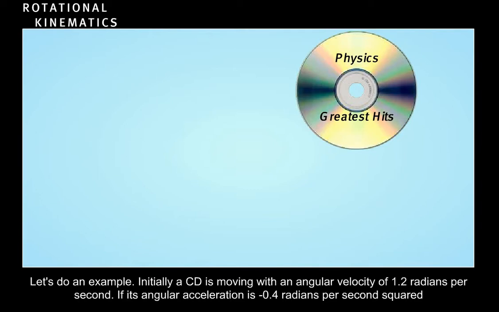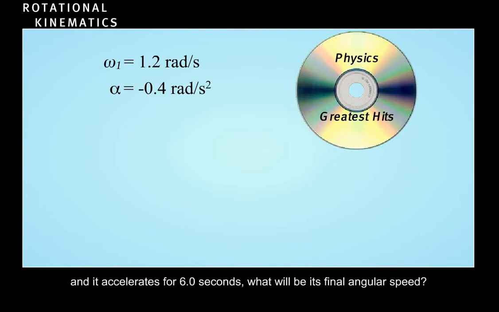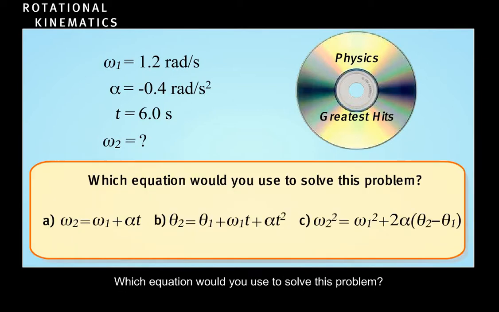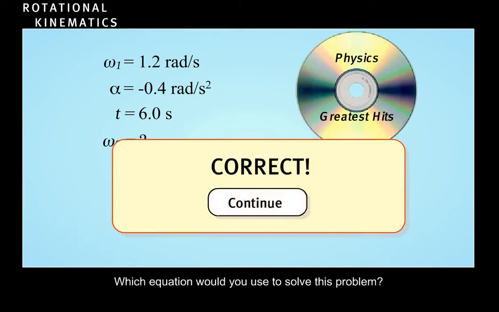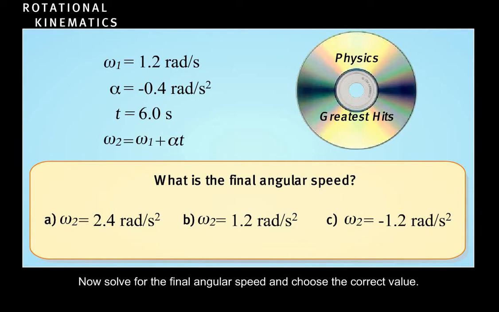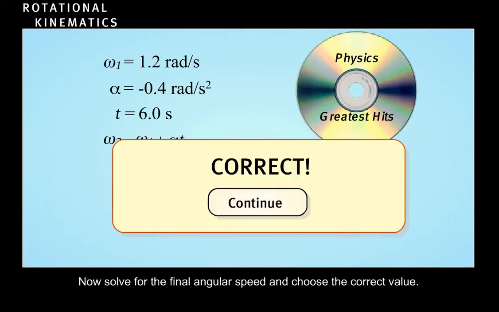Let's do an example. Initially, a turntable is moving with an angular velocity of 1.2 radians per second. If its angular acceleration is negative 0.4 radians per second squared, and it accelerates for 6.0 seconds, what will be its final angular speed? Which equation would you use to solve this problem? That is correct. Now solve for the final angular speed and choose the correct value. That is correct.